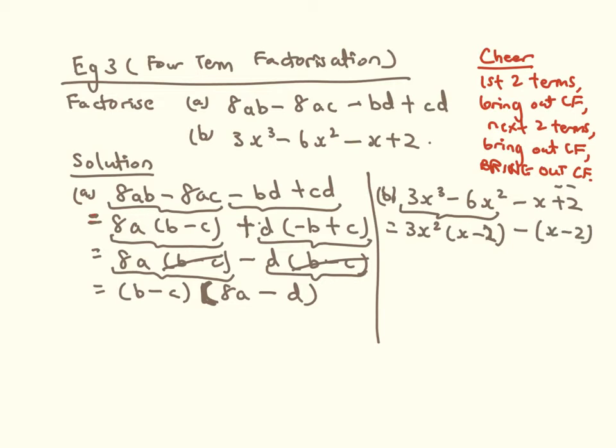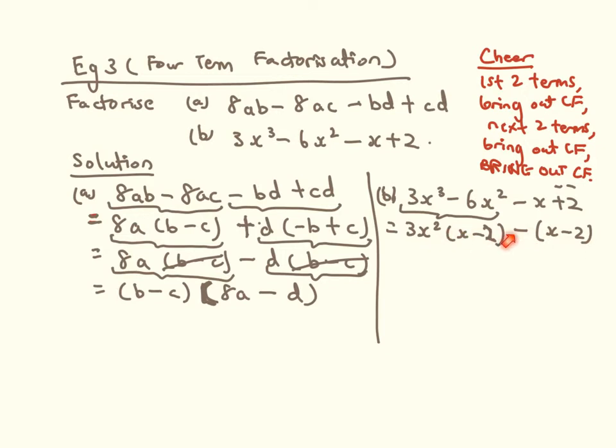Okay, you can easily check by taking this minus and multiplying into the bracket. Minus times x will give you minus x. Minus times minus 2 will give you plus 2. So you are not changing the question. Now you are left with two terms. One term, subtracting a second term.